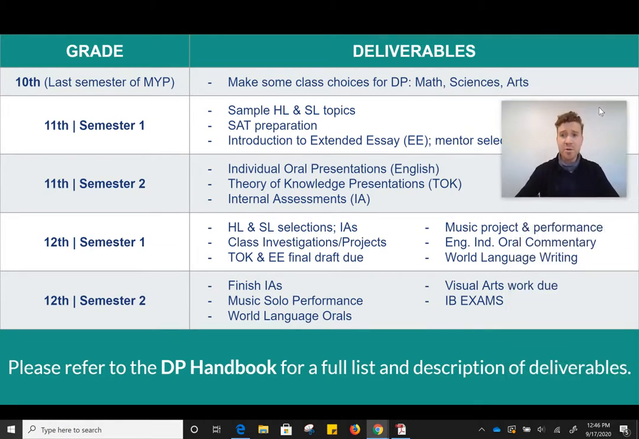Now, this and more is described in greater depth in our DP handbook, as well as on chmsib.com. And this sounds like a lot, but we have supports for as rigorous as this curriculum is. Our supports are equally as rigorous.